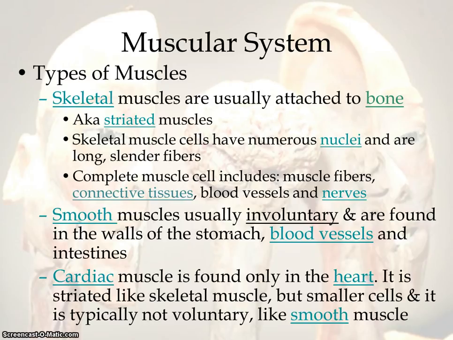So the striated muscle process is also going to be used in cardiac muscle, but they're smaller. These muscle cells that are in the cardiac muscle are smaller. They're not necessarily voluntary, even though it's an involuntary process like the smooth muscles.